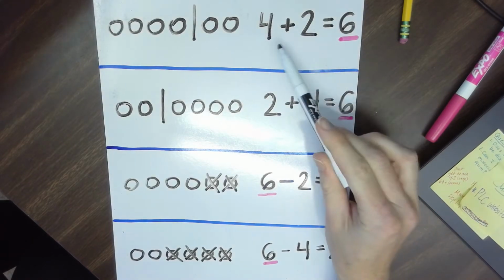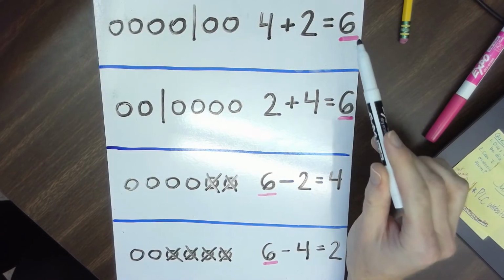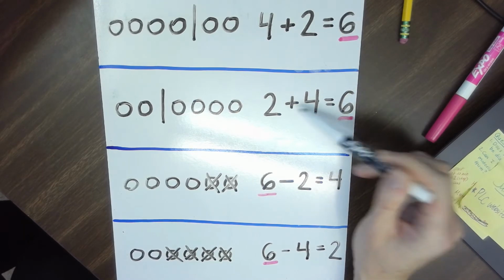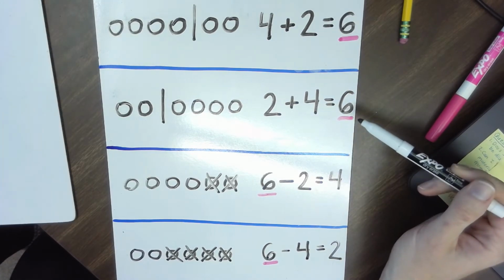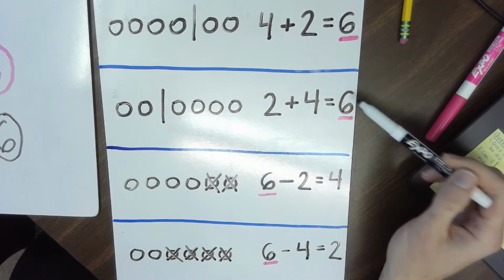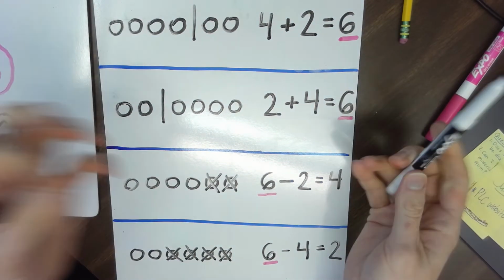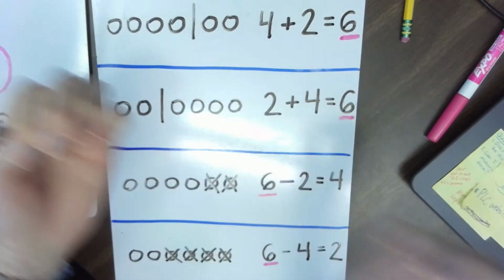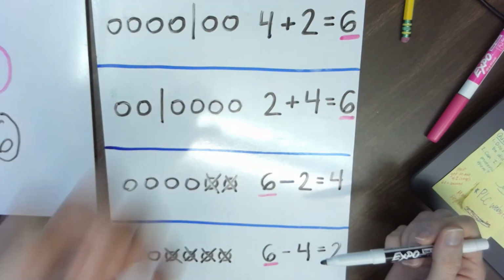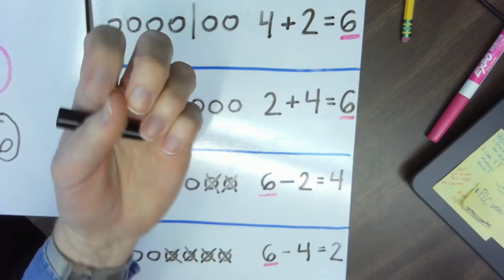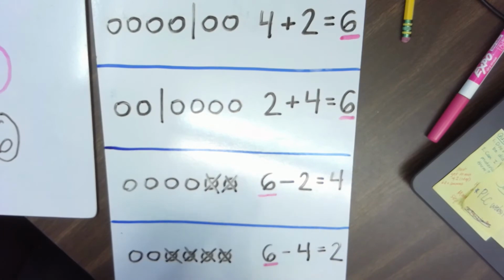Here, you're putting things together, so your answer is going to be the biggest. So that's why the biggest number is always going to be your answer in addition, because you're putting more things together. And in subtraction it will always be the first number, because you're starting big and then you're taking stuff away so it'll get smaller.